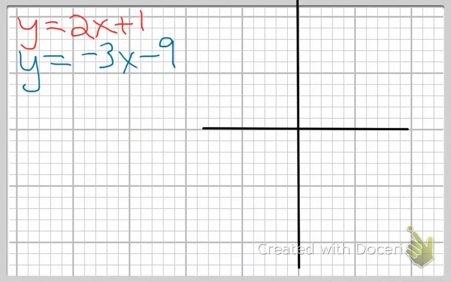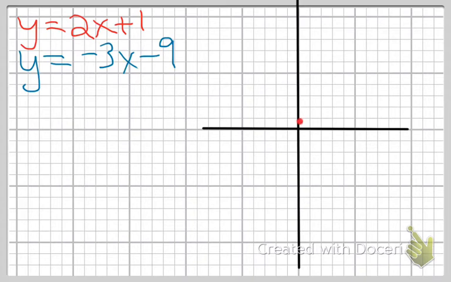We are going to review how to solve a system of equations by graphing. Our first equation, y equals 2x plus 1, is in slope-intercept form. Our y-intercept is positive 1. So on the y-axis, we are going to plot a positive 1.